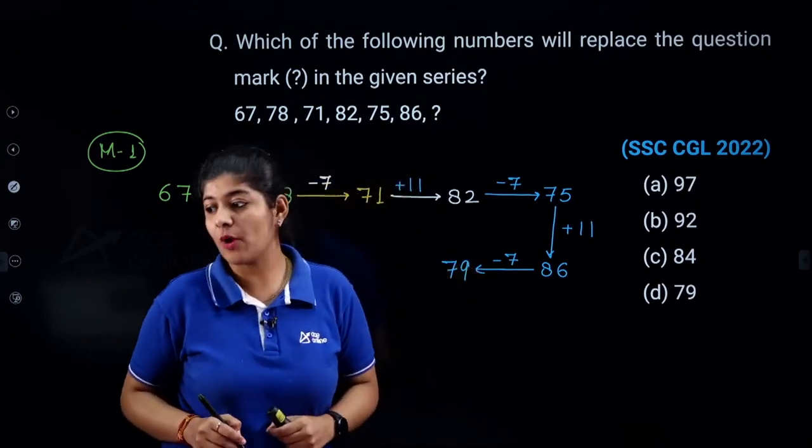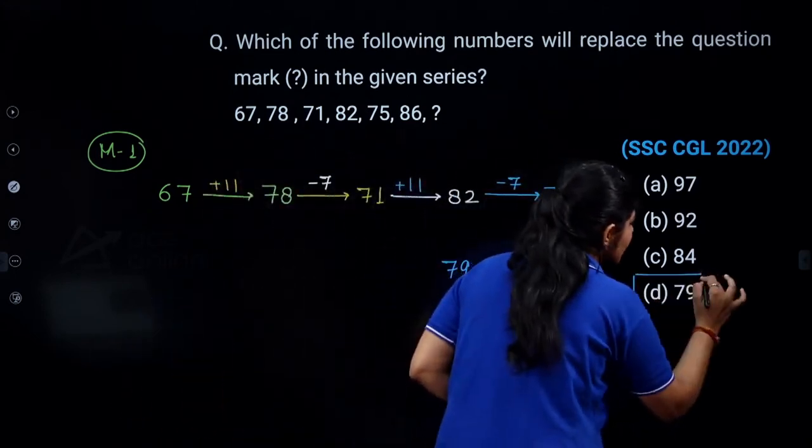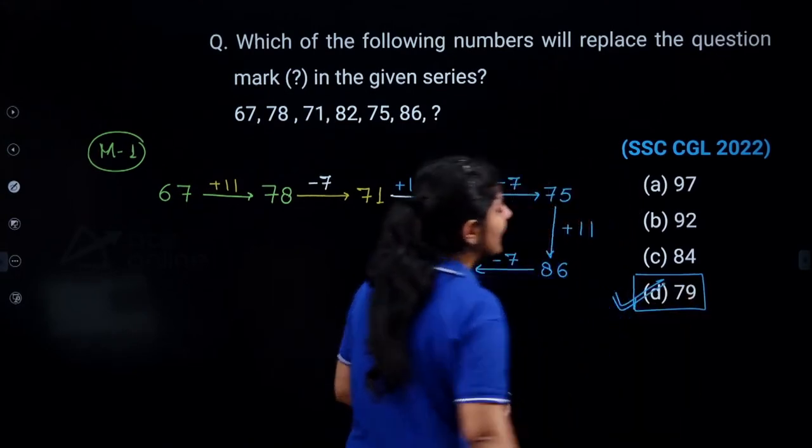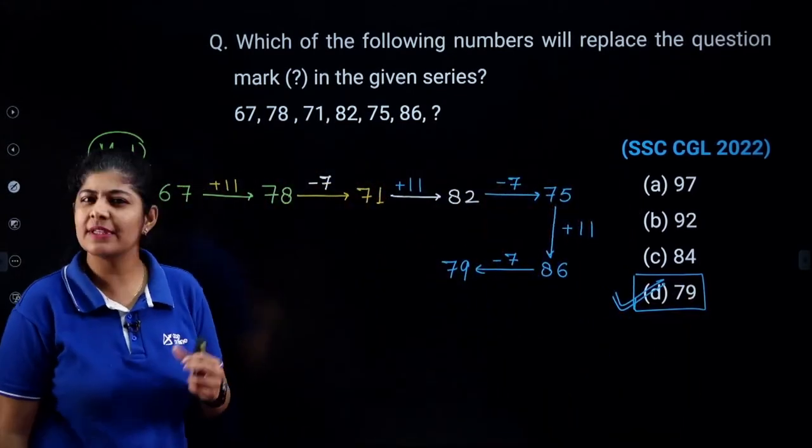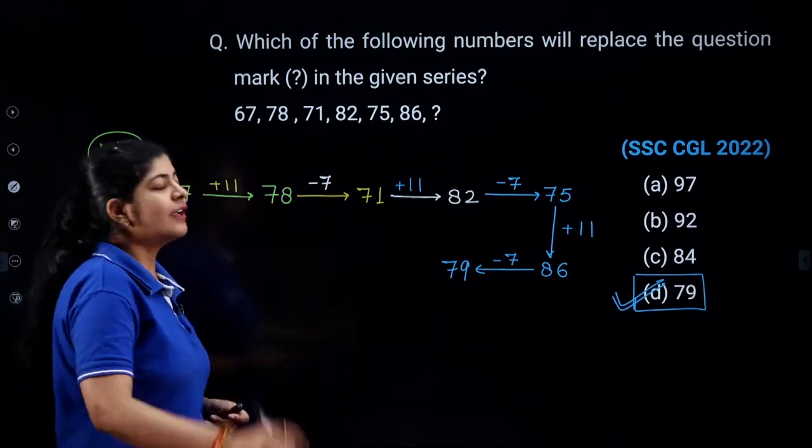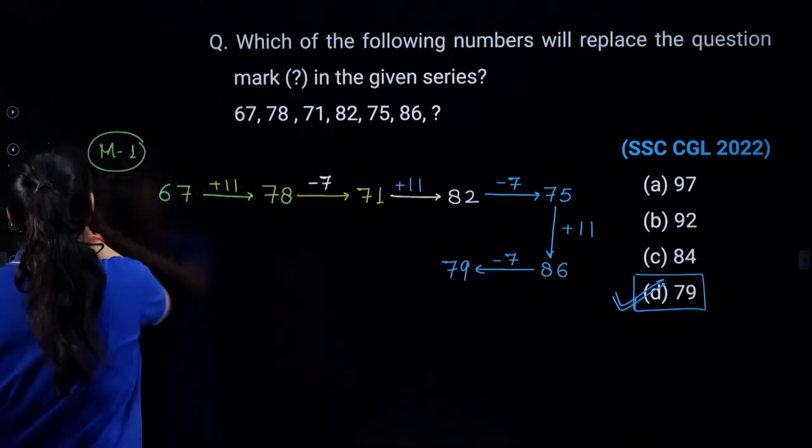Do we have this in our options? Yes. That means option number D is the correct one. This is my method number 1. Now let's talk about our method number 2.